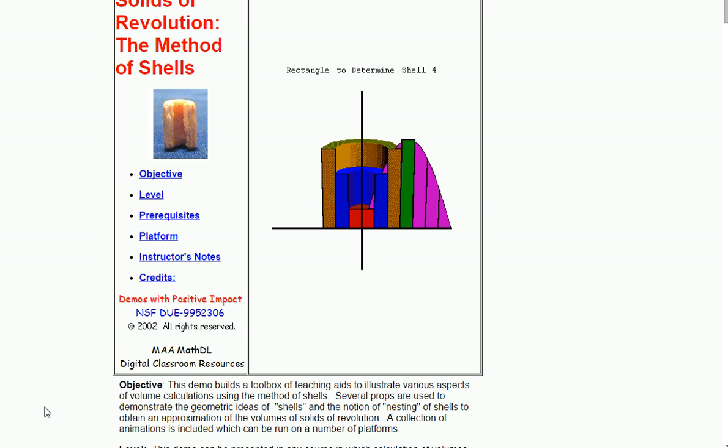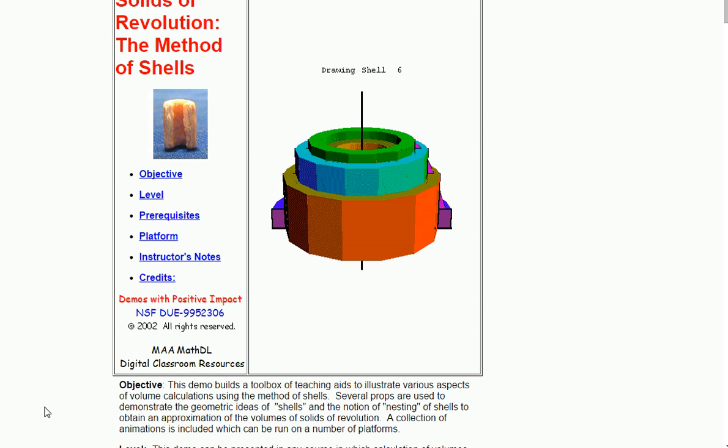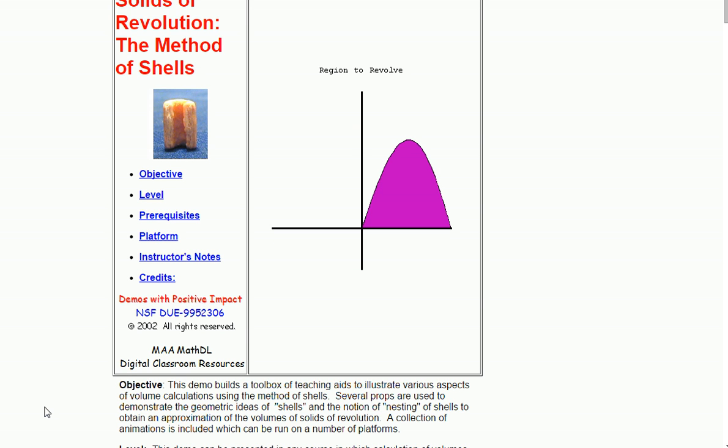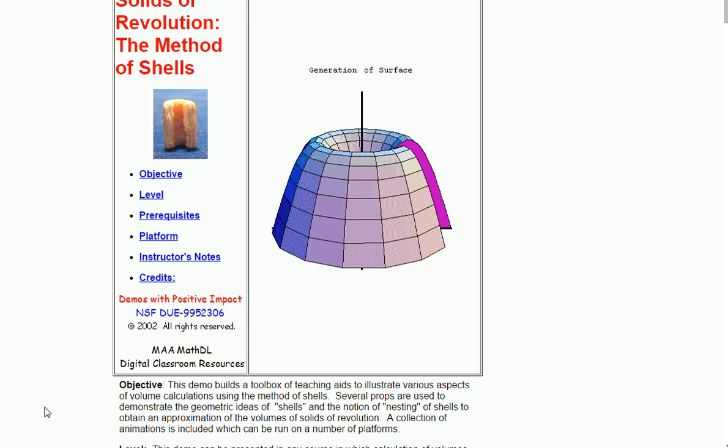So now I have infinitely many shells that are going to be put together. Again, you're thinking of the little nesting dolls as they rotate around, and you can see the solid that is getting formed by putting all these shells together. This is the solid that's formed by rotating that curve around the y-axis.